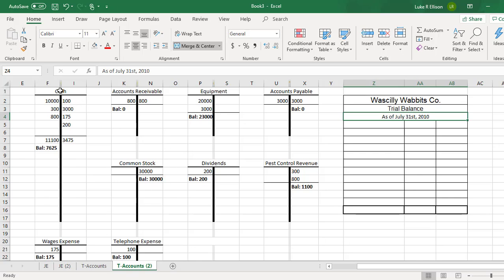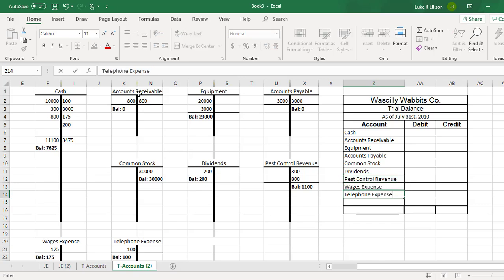Alright, moving on. Now we can look at each of the different accounts, and we're going to want to copy those all down into our trial balance. So we're going to have a column here for account. We're going to have a column for debit, column for credit, and I'm just going to copy down all of our accounts. So starting with cash, then I've got accounts receivable, equipment, accounts payable, common stock, dividends, pest control revenue, wages expense, and telephone expense.